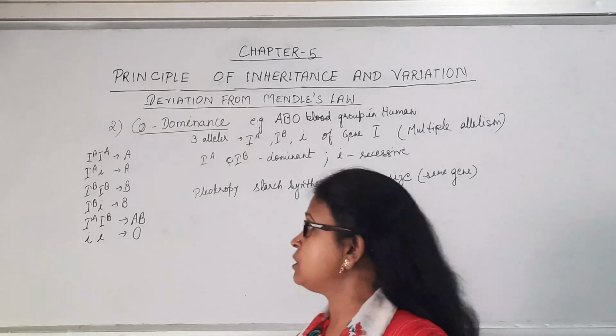Here in this figure we can see the example of incomplete dominance. That means there are so many examples in nature which are not following Mendel's law, and one of the examples is independent dominance. That means this occurs in the flower of Mirabilis jalapa or 4 o'clock plant, where two types of flowers are present, red and white.